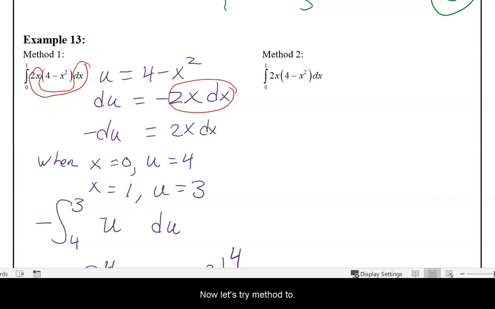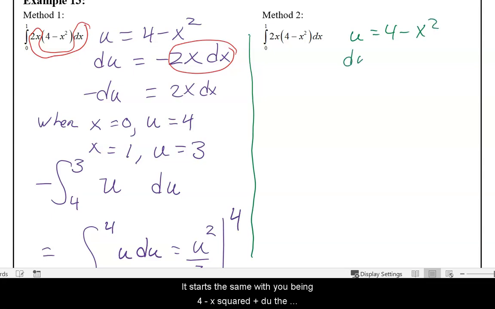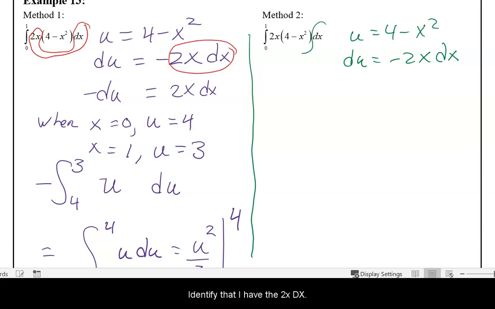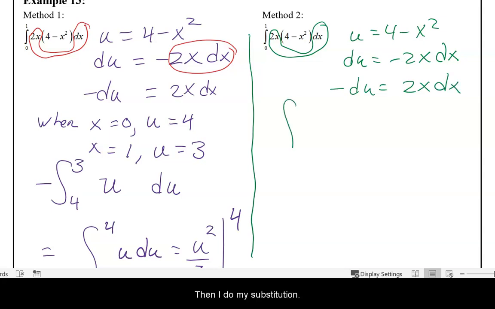Now let's try method 2. In method 2, we switch and then we switch back, much like we do for an indefinite integral. It starts the same, with u being 4 minus x squared and du being negative 2x dx. I identify that I have the 2x dx. I isolate that part of the differential du by multiplying both sides by a -1. Then I do my substitution.